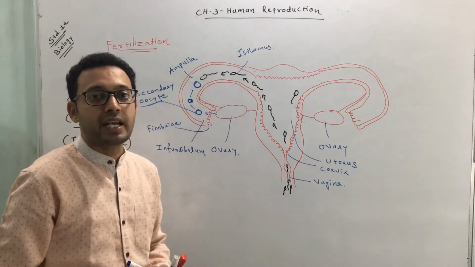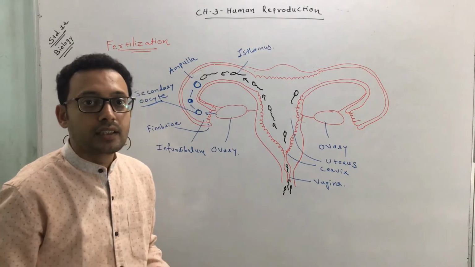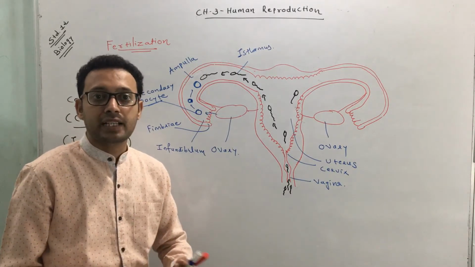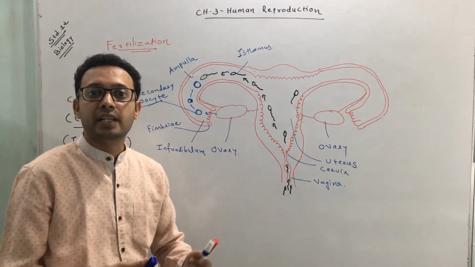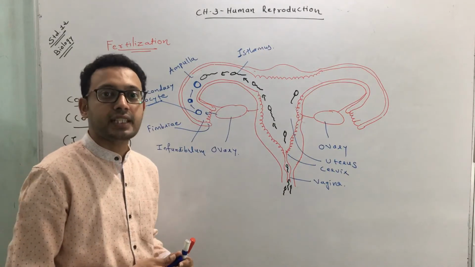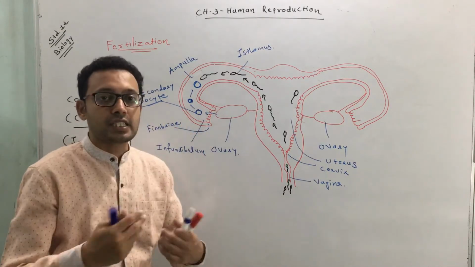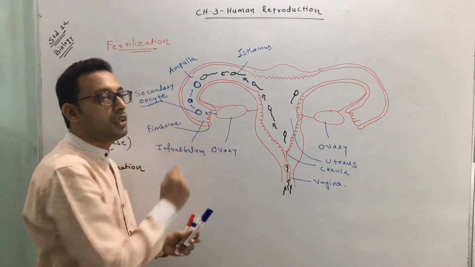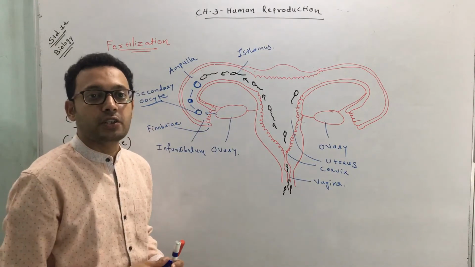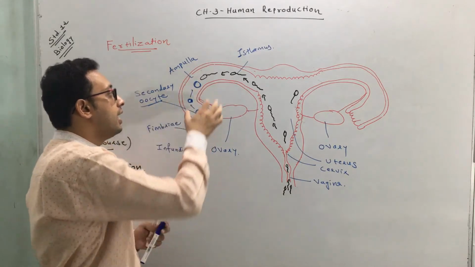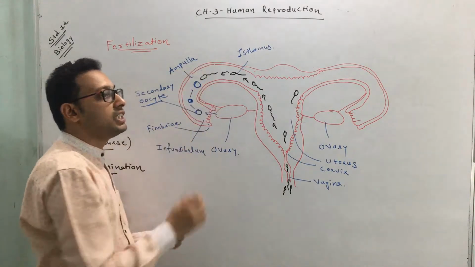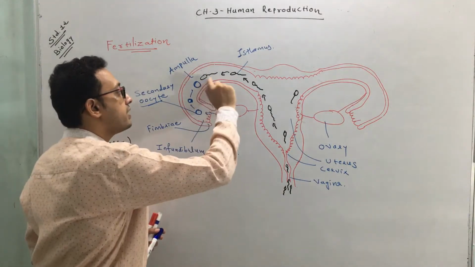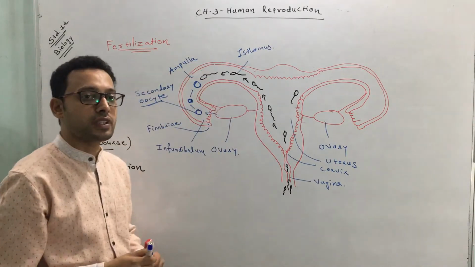The ovum as such doesn't have motility. Sperm has motility because it's a male gamete. You know that male gametes are motile in nature, so they can move, but the ovum cannot move as such. For the movement of the ovum, the cilia present in the oviduct, or fallopian tube, help, and ultimately both reach the ampullary region of the oviduct. This is the ampullary region of the oviduct.